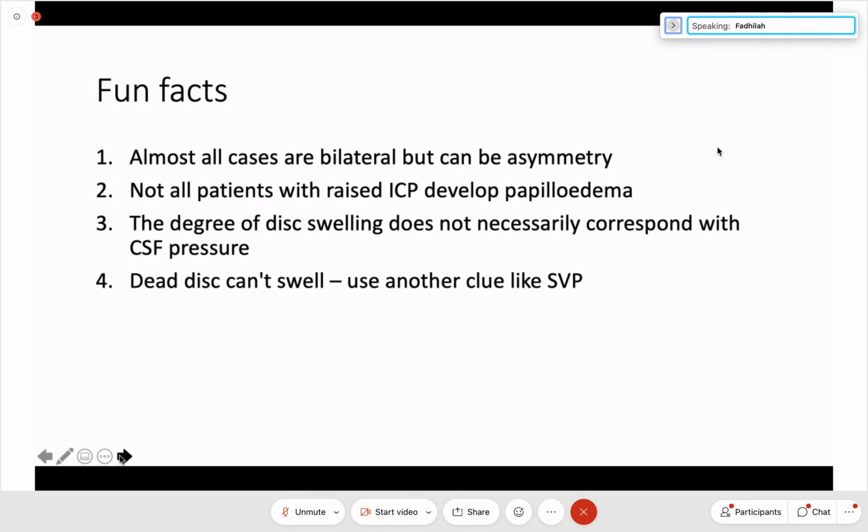Second one, not all patients with raised ICP develop papilledema. So this is interesting. Even if you think that they should have papilledema, should have optic swelling, sometimes they just don't. Next, the degree of the disc swelling does not necessarily correspond with the CSF pressure. So it can be inversely related. Okay. And finally, dead disc can't swell. What it means is that once you get optic atrophy, you wouldn't have any swelling of the disc anymore. So in a certain condition where you need to see whether there is a recurrence of swelling or not, like in IIH, right? You need to use other clues like spontaneous venous pulsation.